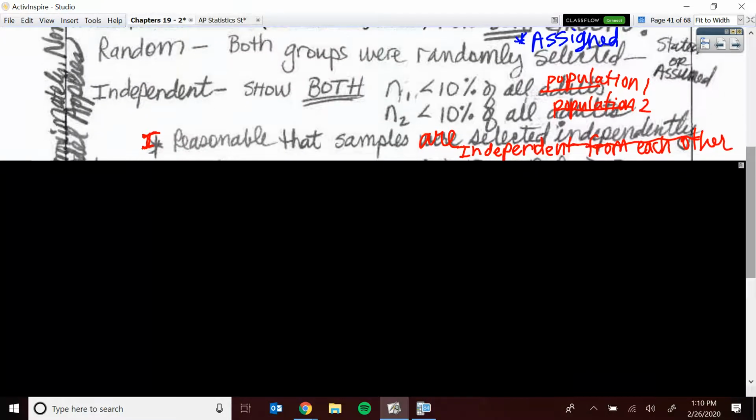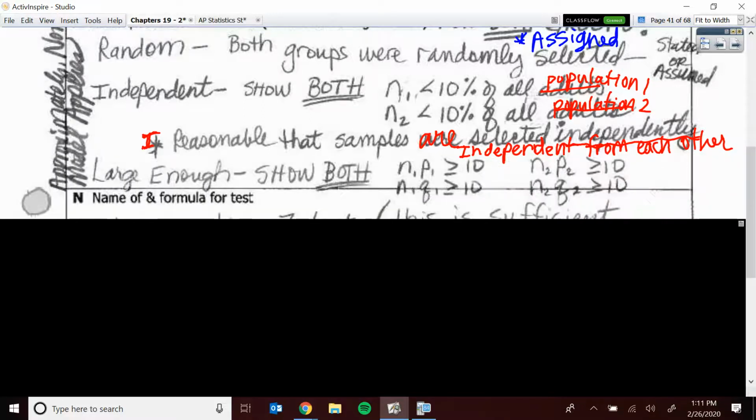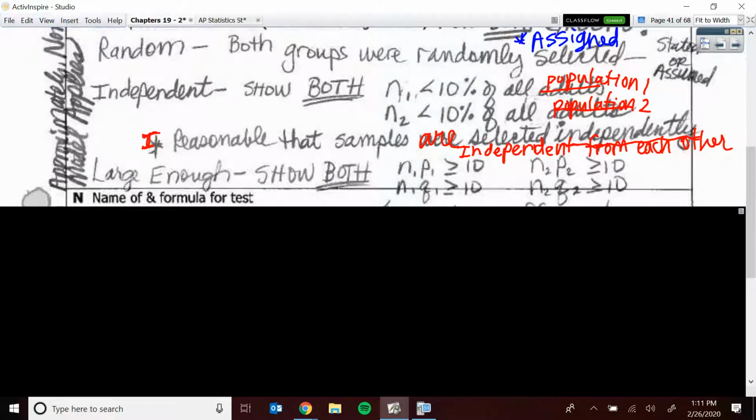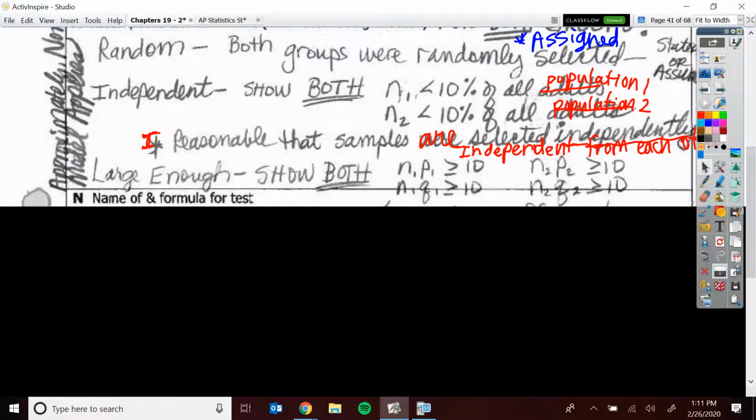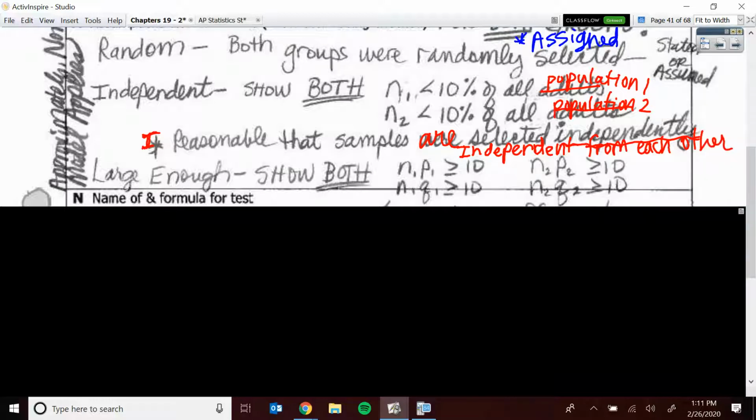Okay, and then large enough. Notice large enough has to happen for both groups. So we'll have large enough for group 1 and large enough for group 2. So here is our 10 successes and 10 failures for group 1. And here is your 10 successes and 10 failures for group 2. And then don't forget to conclude, approximately normal model applies.